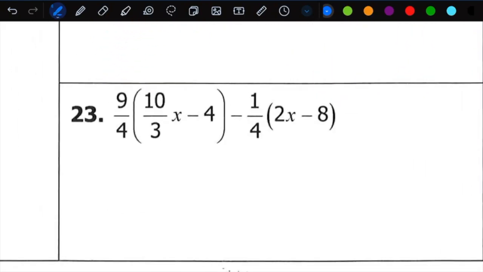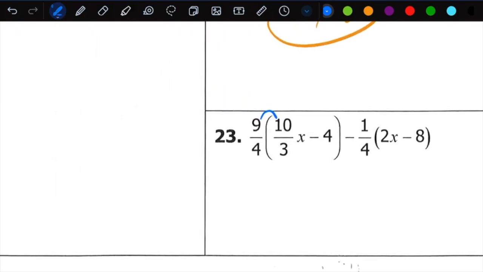Now on 23, we get the pleasure of dealing with some additional fractions. How exciting. So as I do 9/4 times 10/3 x, I'm going to write this off to the side again to make my life a little bit easier by getting more organized. Organization is huge in math, and I highly encourage you find some good methods of organization, such as the ones I'm presenting. Diagonally 9 and 3 reduced by 3 to become 3 and 1, and diagonally 10 and 4 reduced by 2 to become 2 and 5.